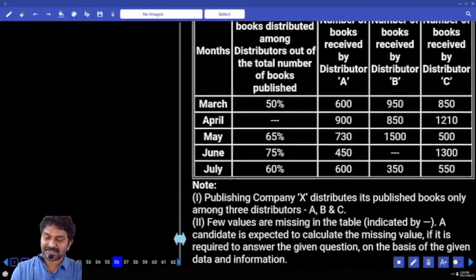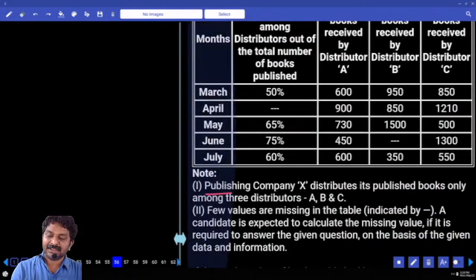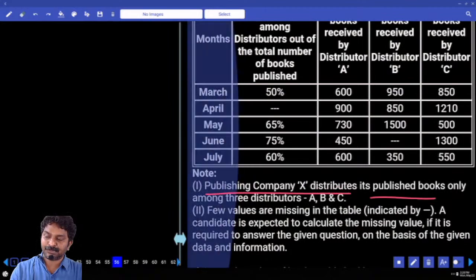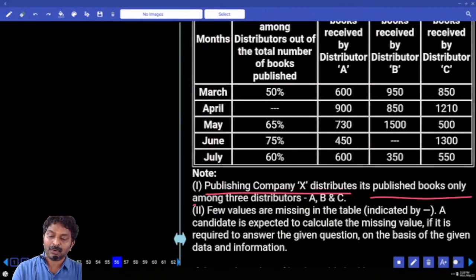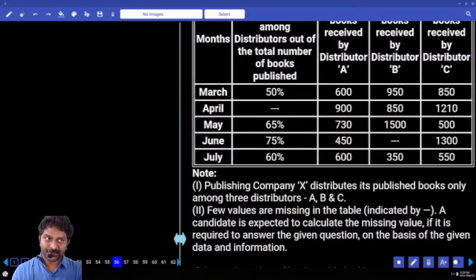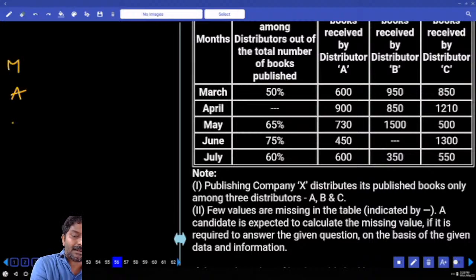There is a note which says publishing company X distributes its published books only among 3 distributors. So 50% of the books were distributed to only A, B, C. Got it? Using that information we can calculate the total number of books. March, April, May, June, July.